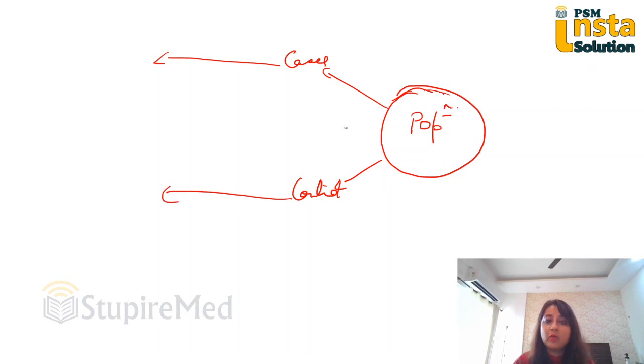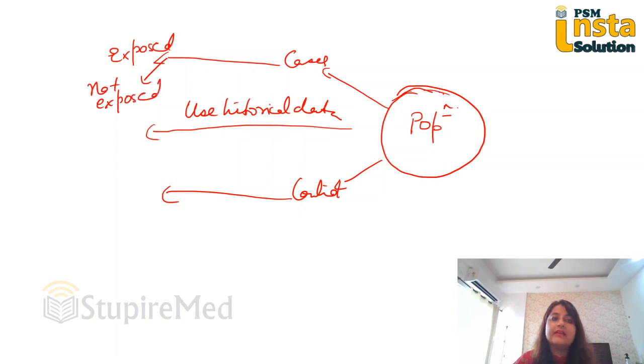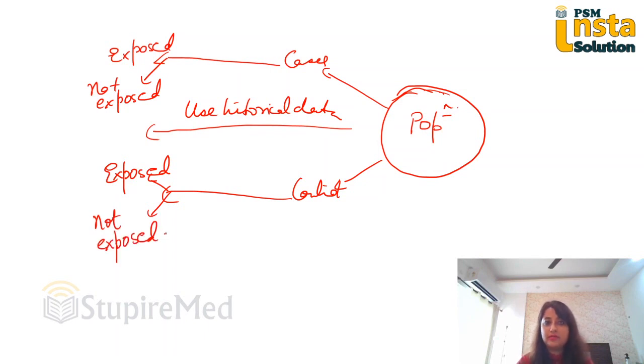What does this mean? What do you mean by going back in time? It means you use historical data from the past to assess how many in the cases were exposed to a risk factor and how many were not exposed. Similarly, in the controls, we go back in time to see how many were exposed to a particular risk factor and how many were not.